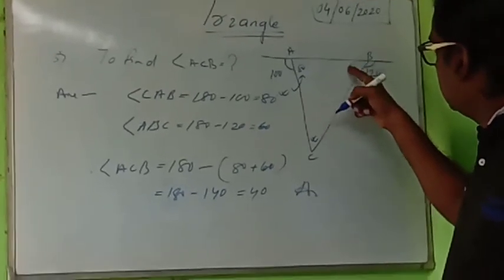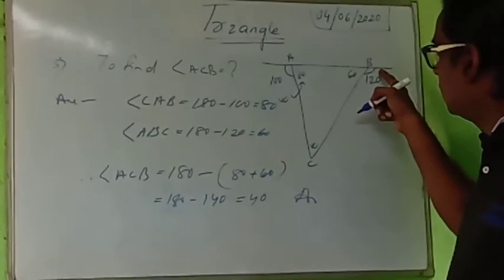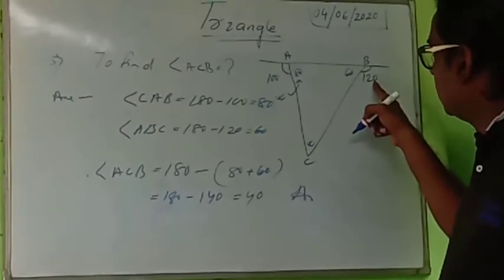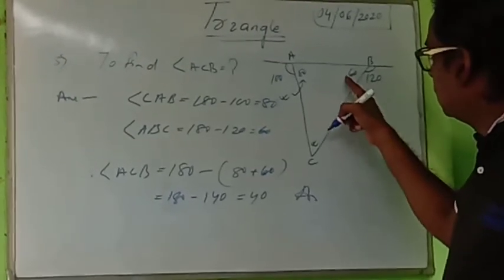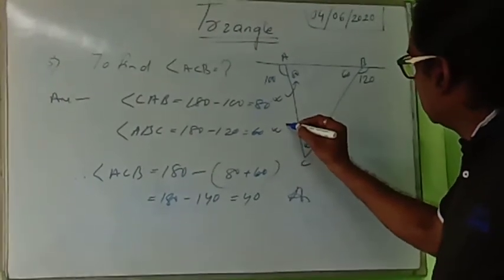Again, same case here. These two angles are a linear pair, angles on a straight line. One angle is given as 120 degrees. This angle will be how much? 180 minus 120, that is 60 degrees. Okay, this angle you got.